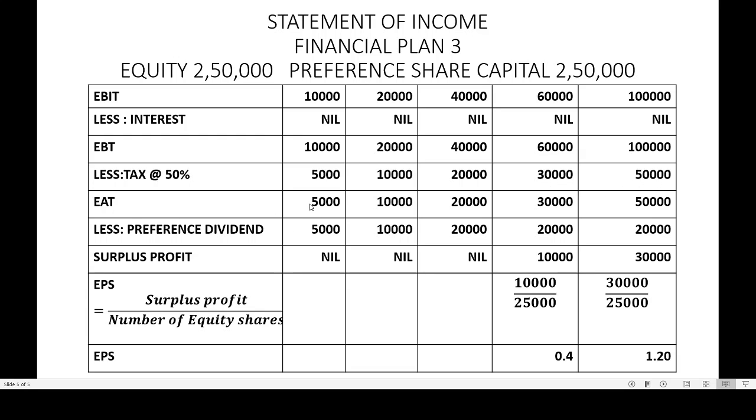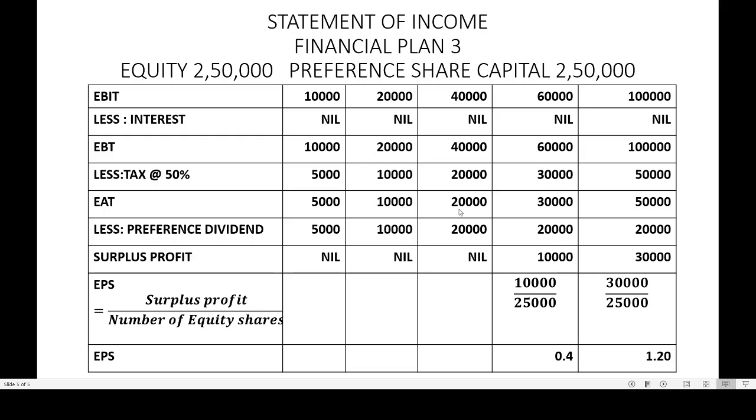Earnings after tax is equal to 5,000. Second case 10,000, third case 20,000, fourth case 30,000, and fifth case 50,000. Less preference dividend. When we calculate the preference dividend, it is 2,50,000 multiplied by 8%, which is 20,000. In the first case we do not have the earnings to pay 20,000. So whatever is available is being paid, 5,000. So surplus profit is nil. In the second case, we have only 10,000. We have paid that as preference dividend, and the surplus profit is nil.